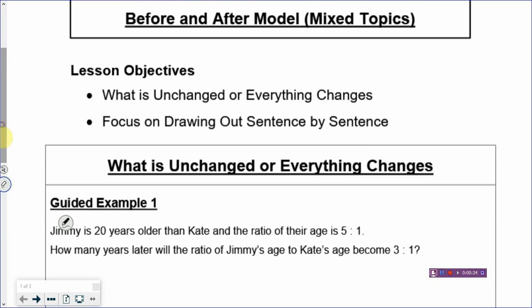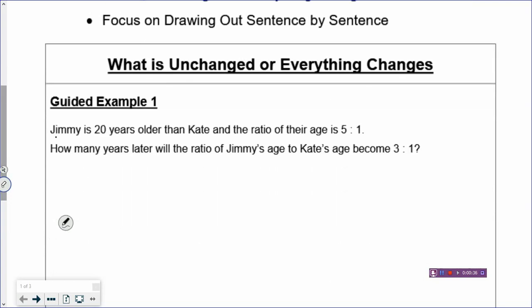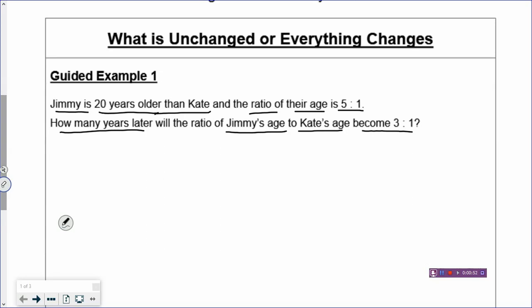Okay, so let's look at example 1. Jimmy is 20 years older than Katie, and the ratio of their ages is 5:1. How many years later will the ratio of Jimmy's age to Katie's age become 3:1? You can see that this is clearly a before and after problem. So what is the before? The before is the ratio, which is 5:1. That is the before ratio. And what's the after? The after is the after ratio, which is 3:1.